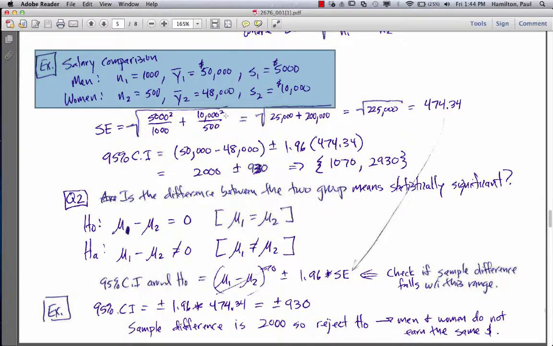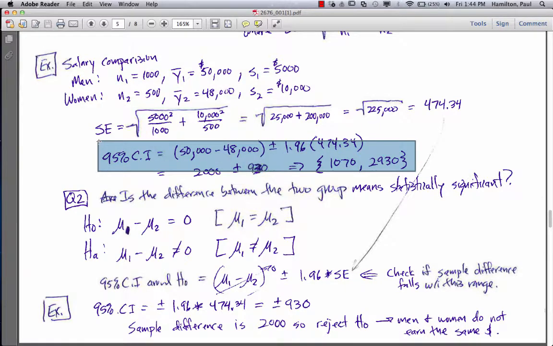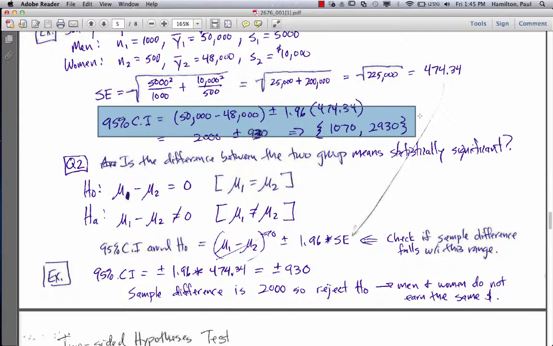So the standard error, for looking at two different groups, is given as the two standard deviations squared divided by the two sample sizes. It's 474. This is really the key here. The difference is $2,000, but we're given this fudge factor of plus or minus 1.96 times the standard error, which we just found up here.